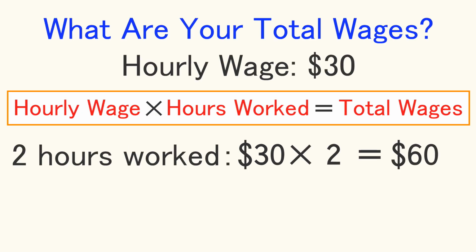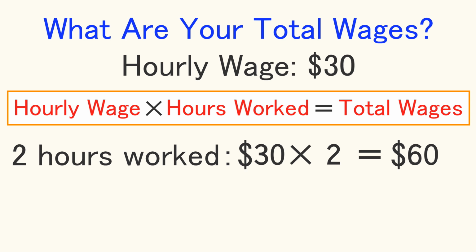For example, imagine you have a job where your hourly wage is $30. If you work for 2 hours, what are your total wages? We can find the answer by using a simple formula. Hourly wage multiplied by hours worked equals total wages. Since your hourly wage is $30 and you work for 2 hours, this formula becomes 30 multiplied by 2 equals 60. So your total wages are $60.